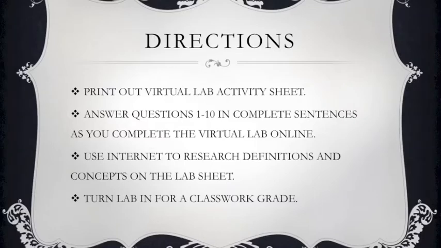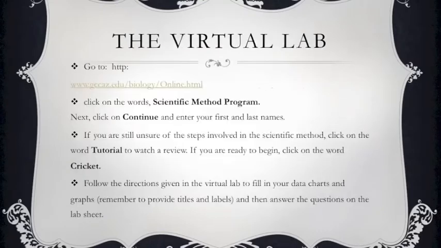Your directions to the virtual lab. First, you're going to print out the virtual lab activity sheet. Then you're going to answer questions 1 through 10 in complete sentences as you complete the virtual lab online. Use the internet to research definitions and concepts on the lab. After you are completely done, you will turn the lab in for a classwork grade. Remember to do a data chart while you're doing the virtual lab as well.